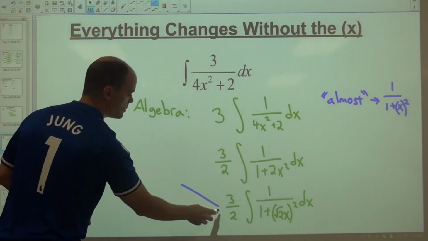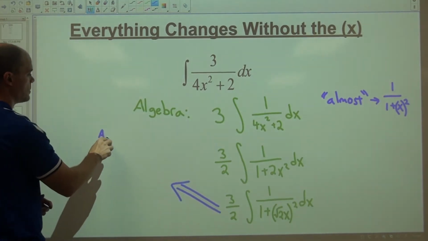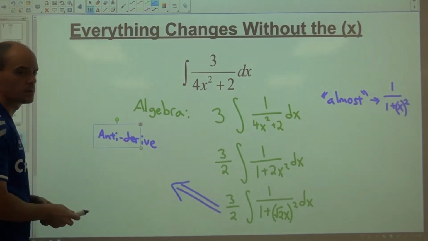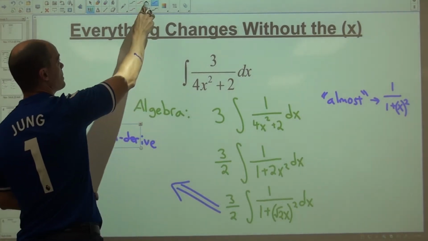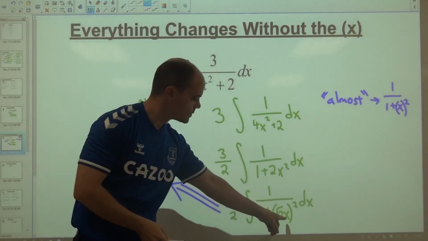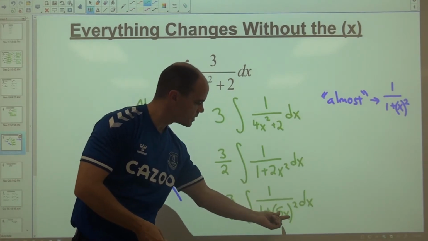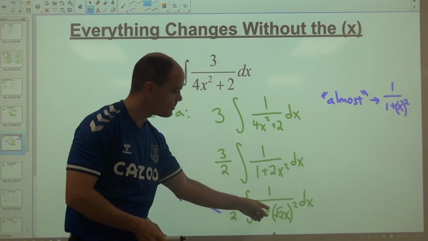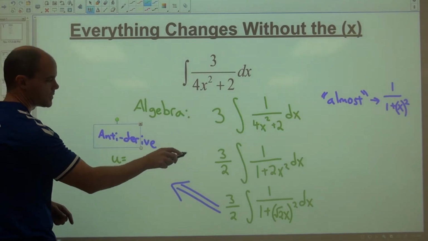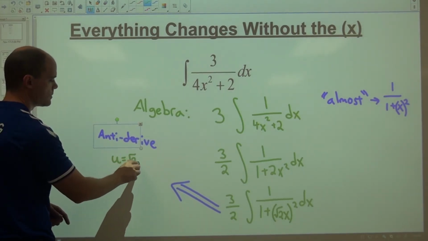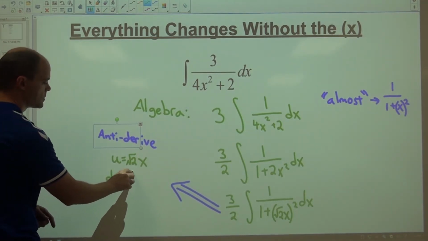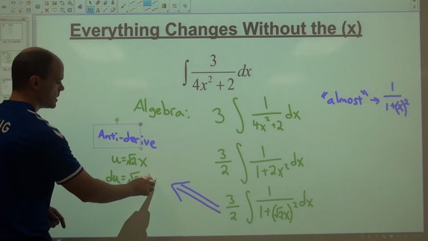So now I can actually antiderive this. This is still a u substitution. All inverse tangent problems are u substitutions. Where's our u going to come from? Your u is always going to be this little piece, because if I took a derivative of this piece, that is what's going to come out. So in this case, my u is going to equal what's inside that squared bracket, radical 2 times x. So then du equals just radical 2 dx.